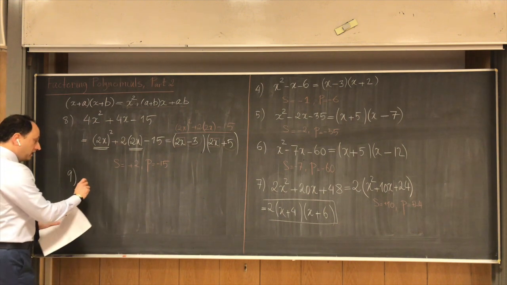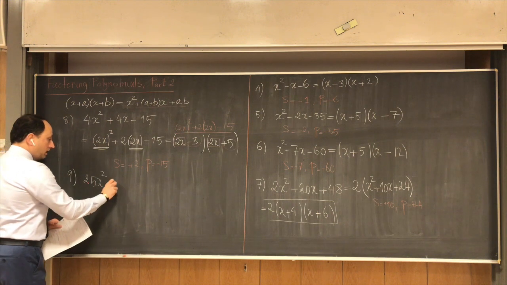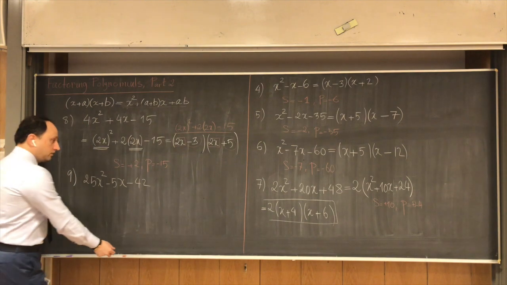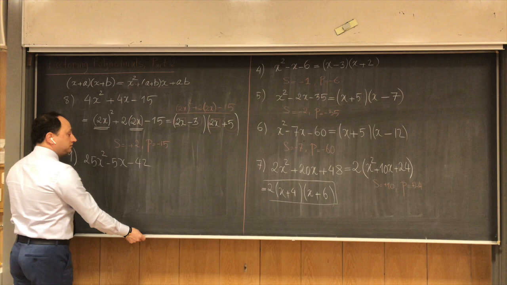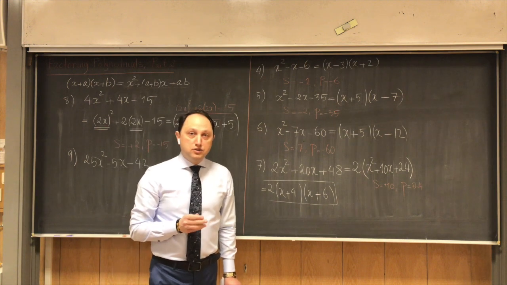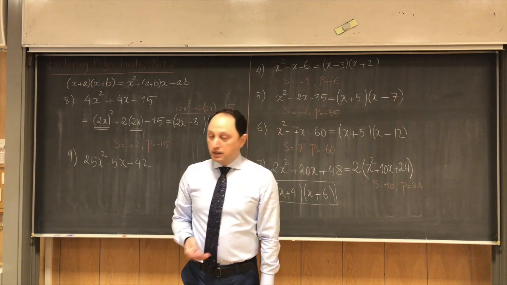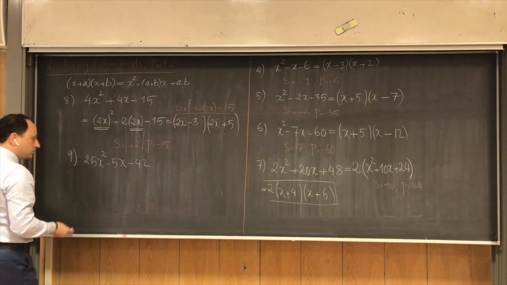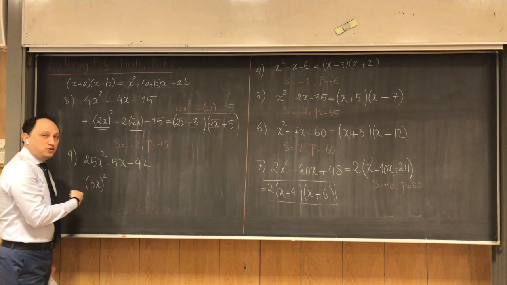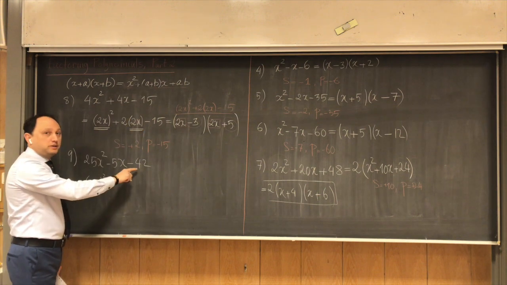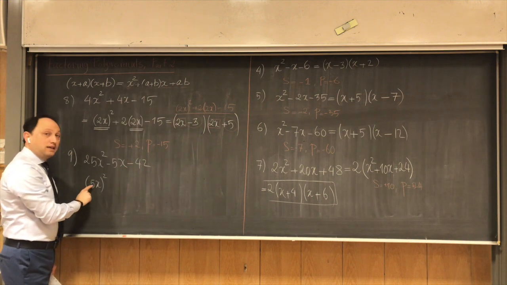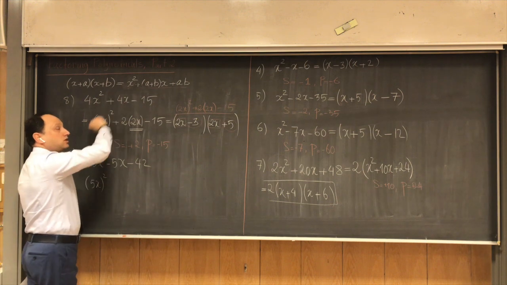So number 9, I have 25x squared minus 5x, and then I have minus 42. Okay, so if you see, again, I have a trinomial. One of them is a complete square, even though that complete square is not x squared. It is something else squared. What is that? Instead of 25x squared, I can write 5x to the 2. As soon as you write 5x to the 2, it means that your intention is to factorize the polynomial using this identity, but taking 5x to play the role of this common term x.